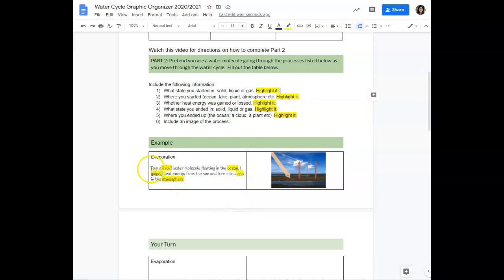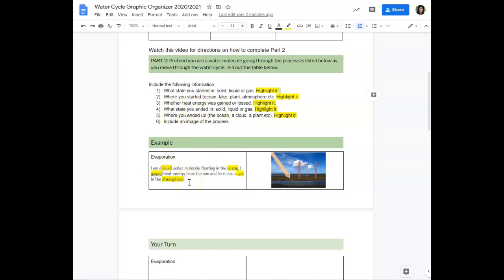So you can see I started in an example. I am a liquid water molecule floating in the ocean. So I highlighted where I started. If you go through a phase change, I want you to tell me whether heat energy is gained or lost and highlight that. So I gained heat energy because that's what happens when a water molecule evaporates. It gains heat energy.